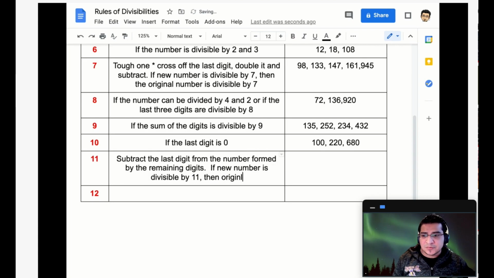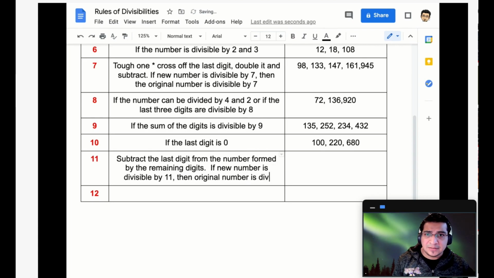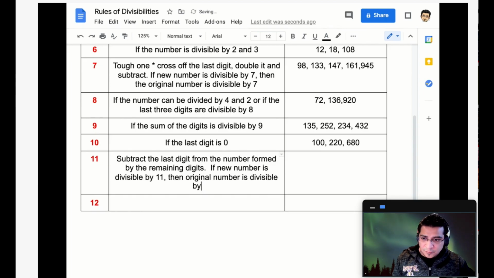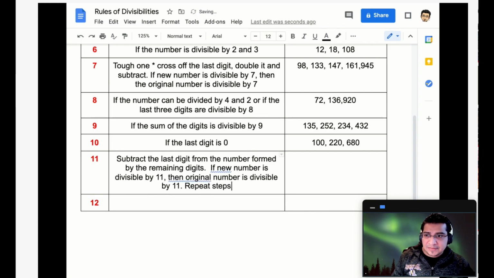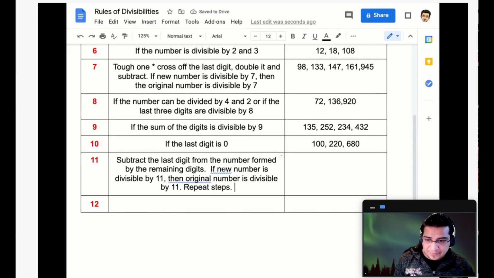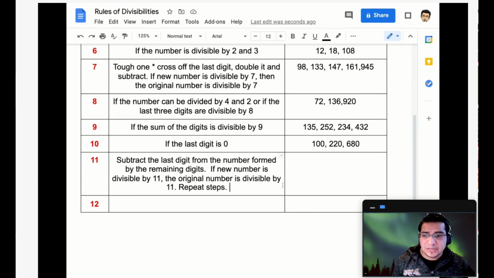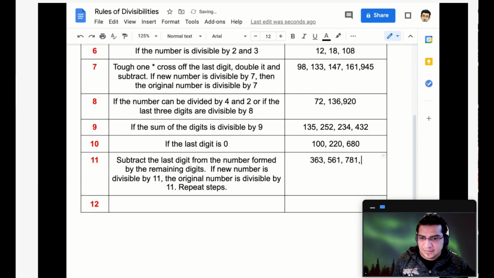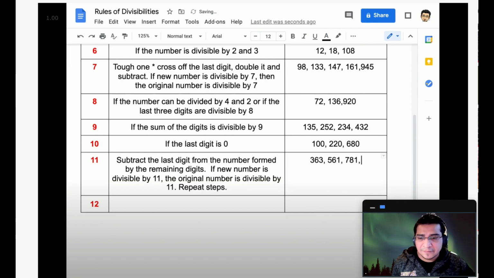So once again, subtract the last digit from the number formed by the remaining digits, and if that number is divisible by 11, then the whole thing is divisible by 11. Okay, so let me give you a couple examples so you guys can see how this is applicable to a number. So let's start with 363. Then 561, and I'll probably do one more, 781. We'll stop there, and then we'll do more after.